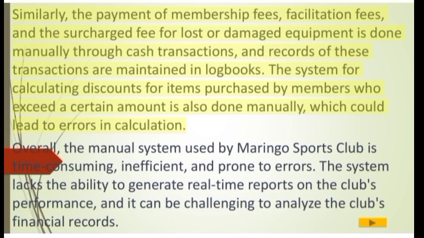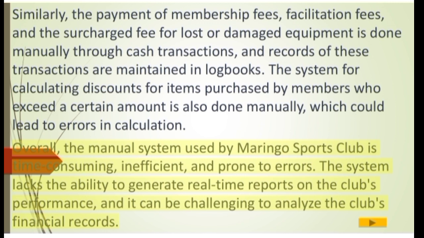Similarly, the payment of membership fees, facilitation fees, and the surcharged fee for lost or damaged equipment is done manually through cash transactions, and records of these transactions are maintained in logbooks. The system for calculating discounts for items purchased by members who exceed a certain amount is also done manually, which could lead to errors in calculation. Overall, the manual system used by Maringo Sports Club is time-consuming, inefficient, and prone to errors.